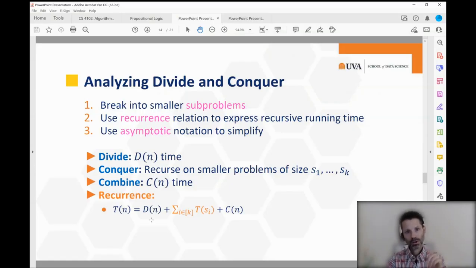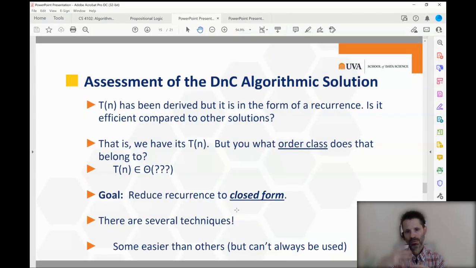Note here that this is a recursive function. That is, we're defining T of n in terms of T of n, right? Intuitively, because we're breaking up our problem into subproblems of the same nature. All right. So coming up with a closed form expression for this is not clear because it is recursive in nature. So how do we solve it? How do we get a closed form solution?